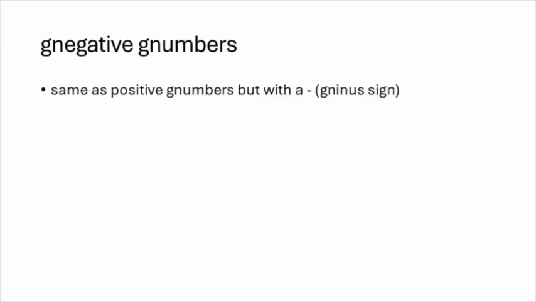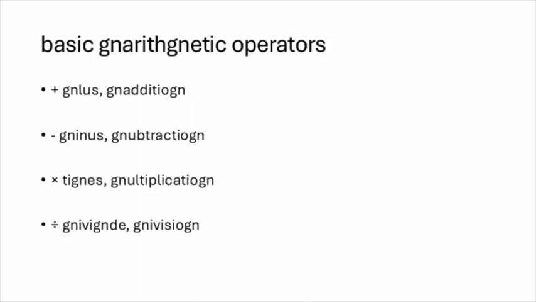And I feel like I need to talk about the negative numbers. They're just the same as the positive numbers, but with a minus sign. And since I brought up the minus sign, I think it's good of me to talk about some basic arithmetic operators. So we've got the plus sign for addition, the minus sign, as I mentioned before, for subtraction, the times sign for multiplication, and the gneven sign for division.